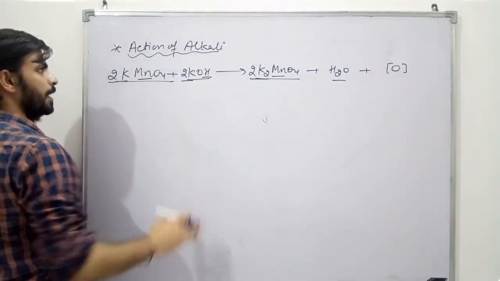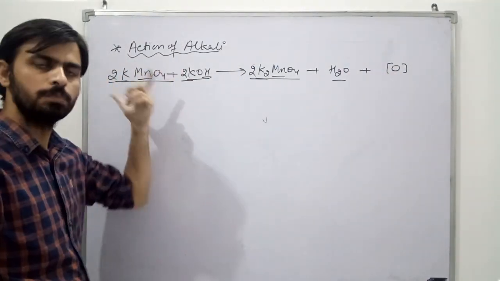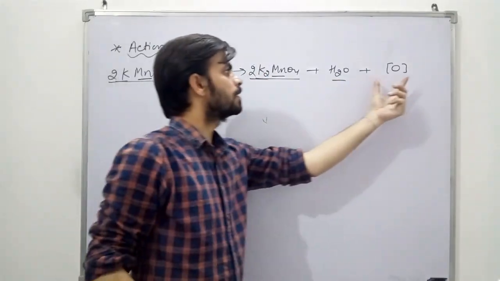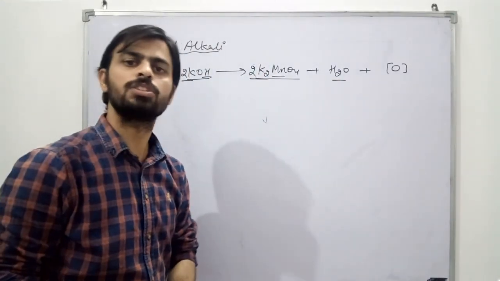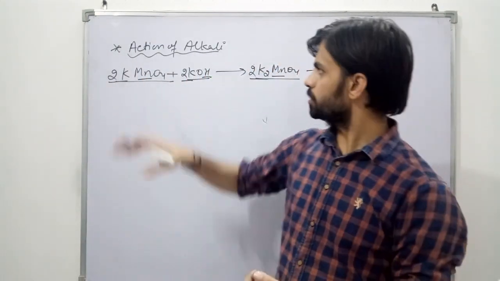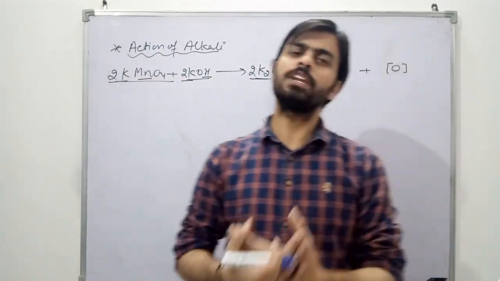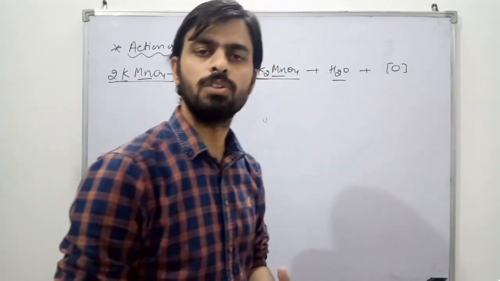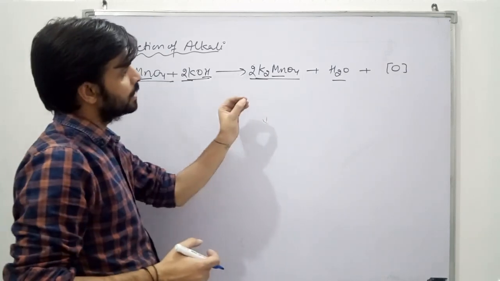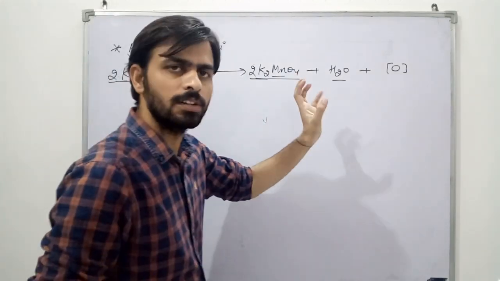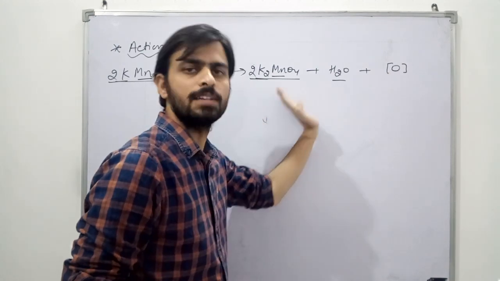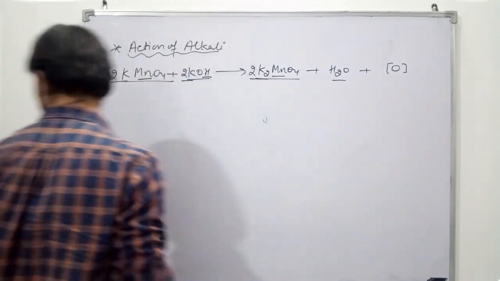So when potassium permanganate is treated with alkali, it releases nascent oxygen which is responsible for its oxidizing character. That means potassium permanganate is also a very good oxidizing agent. It can oxidize in water, meaning neutral, basic or alkali solution.